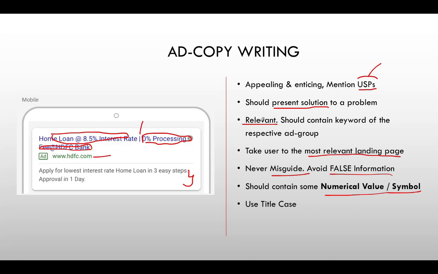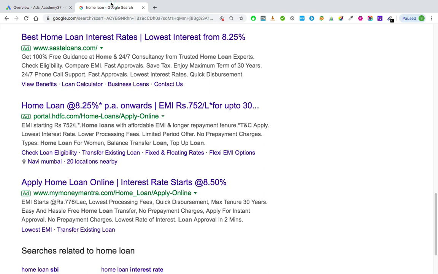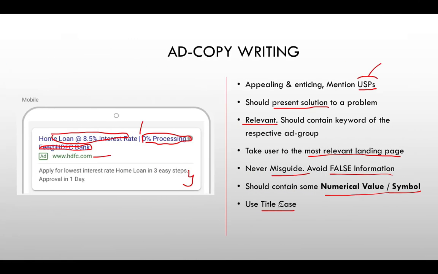Also, a good practice would be to use title case in your ad copies. What do I mean by title case? The first character of the ad should be capital. So B capital, H capital, L capital, I capital, R capital. This is a very good practice. So the first character of every word should be a capital letter. So that is called title case. So let us go ahead and see how to create an ad.